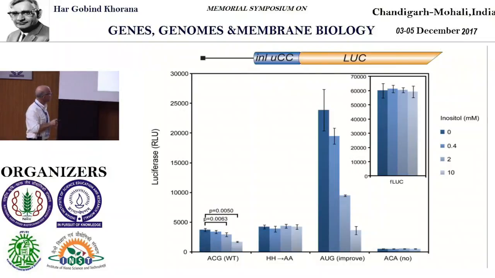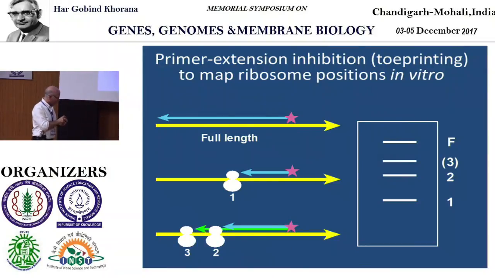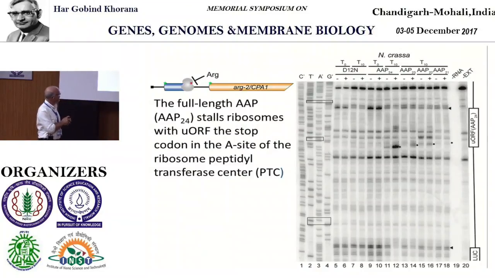Okay? If we do what's called primer extension inhibition, where instead of making a full-length cDNA, where the ribosomes are located, it blocks expression, we can see, in the case of the arginine attenuator peptide, this arginine-dependent stall that's absent in the D12N mutant. And notice if you shorten the upstream open reading frame, you lose regulation.